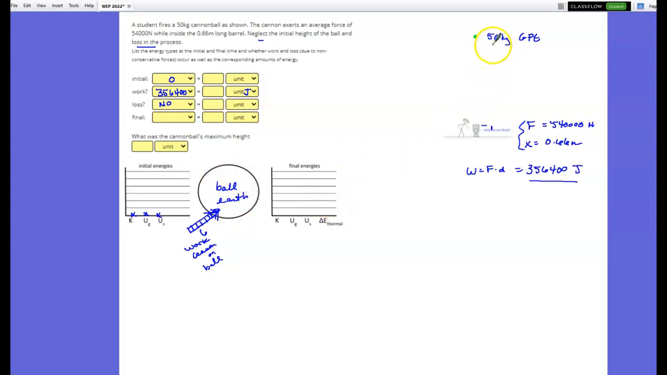So what kind of energy does it have at the end? Well, it's at the maximum height, and so it's not going to have any kinetic energy. It's not going to have spring energy or thermal energy. It's just going to have gravitational potential energy. So if I did 6 units of work, that will result in 6 units of gravitational potential energy. So how do I find the ball's maximum height? The final energy should, as you can see in our diagram, be equal to the work done.